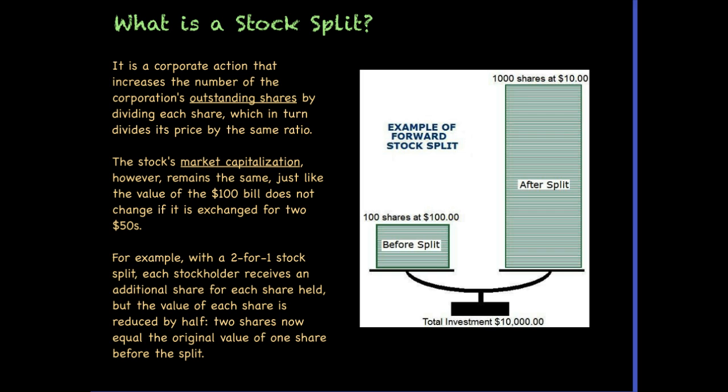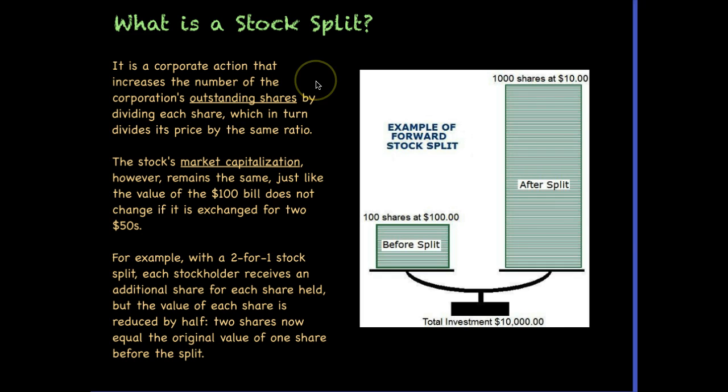So let's start from the beginning. What is a stock split? This is a good illustration to help you visualize what a stock split does. This is an example of a forward stock split, or what you typically think of when you hear stock split. So before the split, we had 100 shares at $100. After the stock split, you now had, in this case, 1,000 shares at $10. But notice that the total investment stays the same. This is our market capitalization. Before the split, we had 10,000, and after the split, we had 10,000. So what we're doing is adjusting the price as well as the shares, but the total value stays the same.